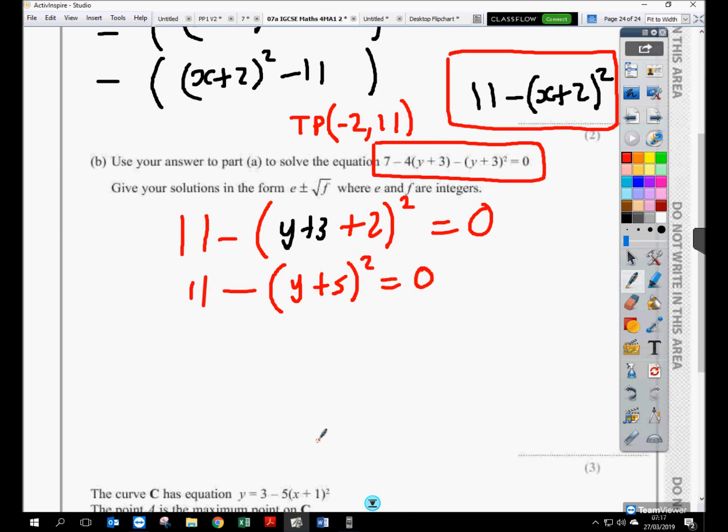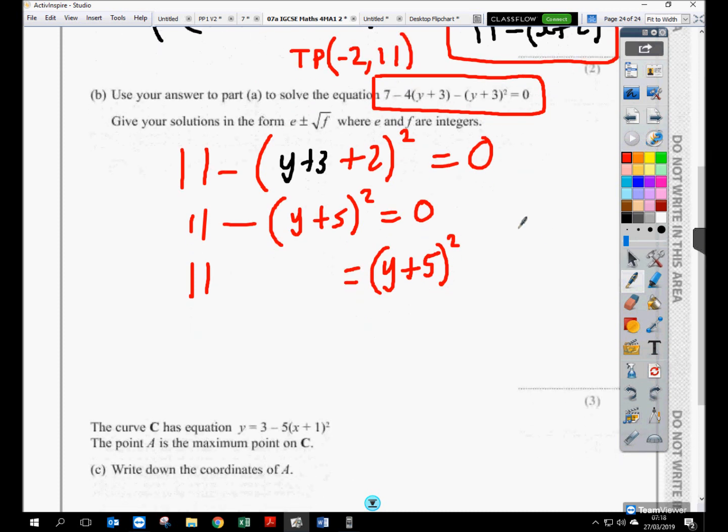Now how to solve this? Well, you might be quite tempted to expand the bracket, but I'm not going to. What I'm going to do is add the bracket to both sides, so you end up with something like this. And then I'm going to square root. So if you square root both sides to get rid of the square, you get plus or minus root 11 is equal to y plus 5. Sorry, just y plus 5, because you have square rooted both sides.